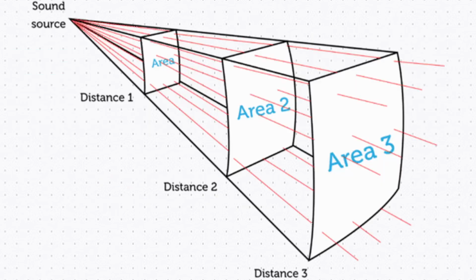You can see how this works in the figure here. As distance from the sound source increases, the area covered by the sound waves increases. The same amount of energy is spread over a greater area, so the intensity and loudness of the sound is less. This explains why even loud sounds fade away as you move further from the source.